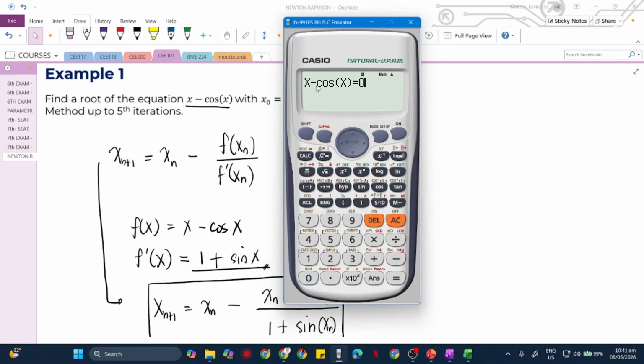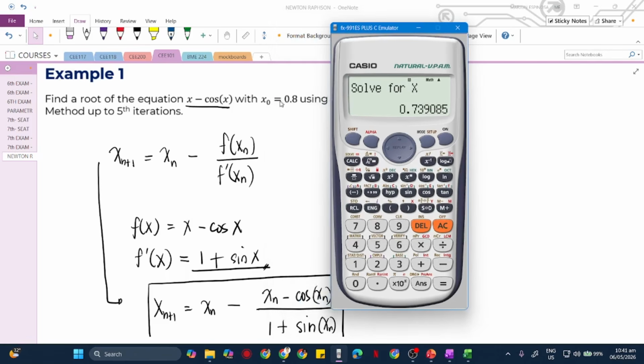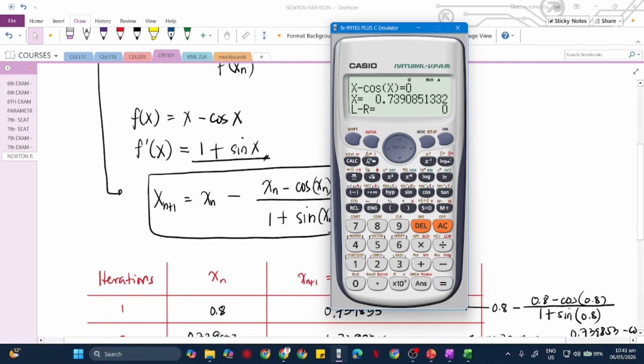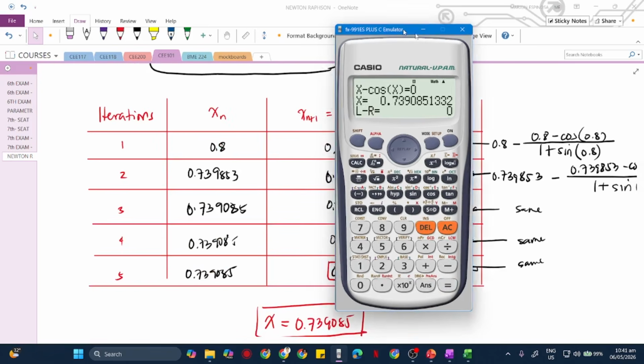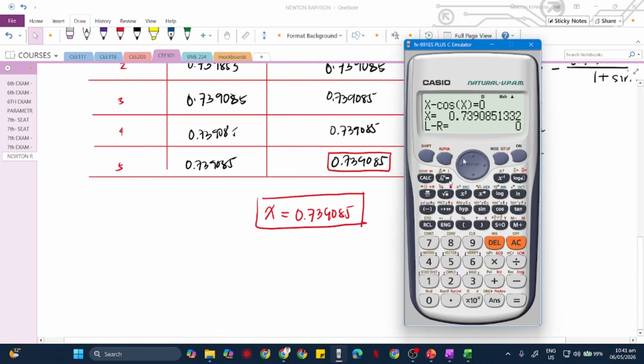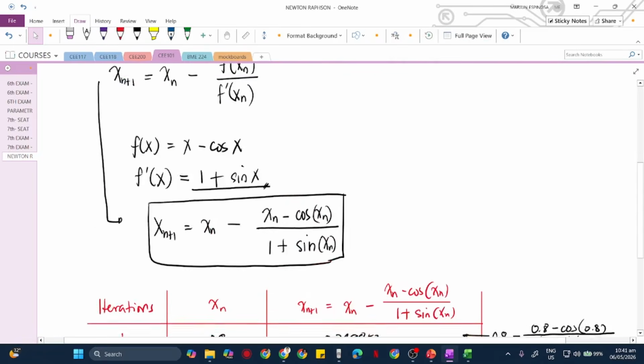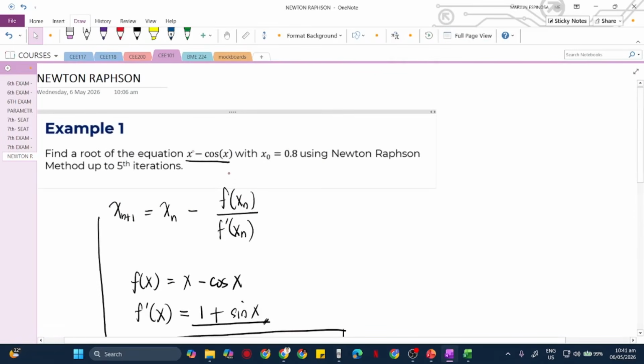Okay. Kukunin natin yung value ng x na mag-0 yung itong equation na to. Then, once we shift solve, okay, so shift solve for x, yung initial guess dito na 0.8, yan yung ating ilagay dito. Okay. Once we press equal, ang sagot na ibibigay niya is yung value na nakuha natin dito. Okay? So, ang sagot diyan is 0.739085. Yan yung value ng x wherein yung ating equation na x minus cosine of x is magzi-0.